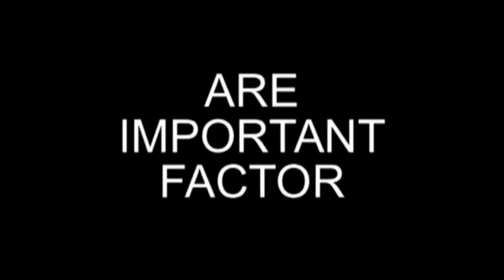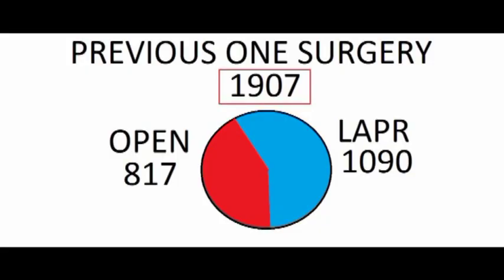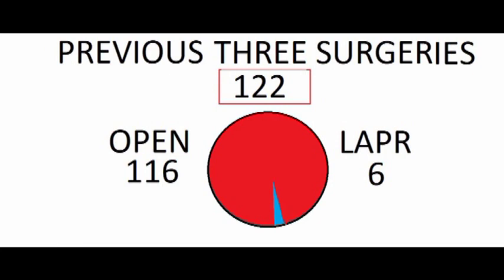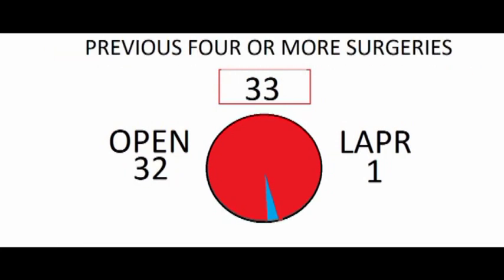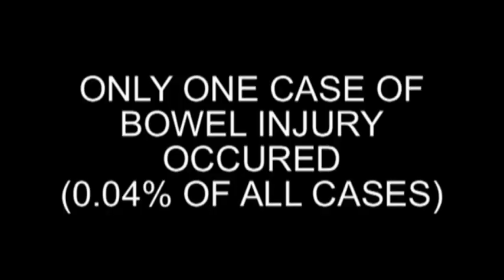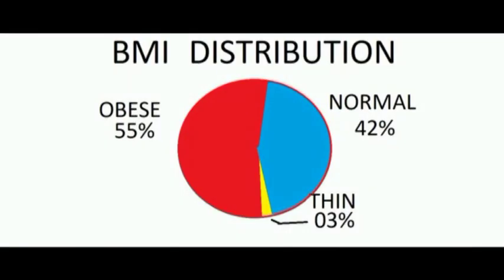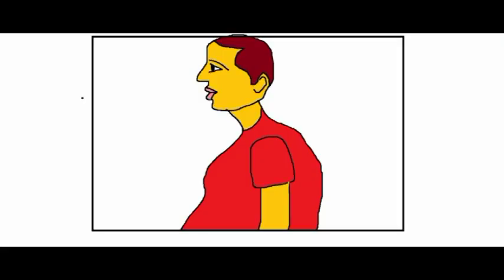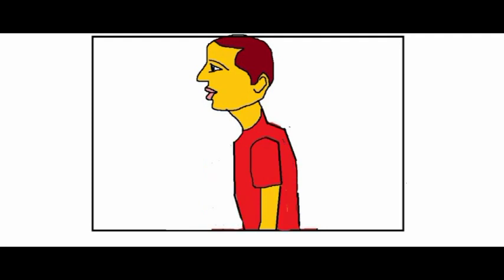Distribution of patients according to indications of previous surgery was found to be a very important factor to predict the adhesions preoperatively. Distribution of previous surgeries cases which were taken into this study is as follows. Previous 1 surgery was 1,907, previous 2 surgeries 457, previous 3 surgeries 122, previous 4 or more surgeries 33. Only 1 case of bowel injury occurred. BMI distribution in this study shows that about 55% cases were obese, 42% cases were normal, and around 3% patients were thin, that is BMI less than 18.5.